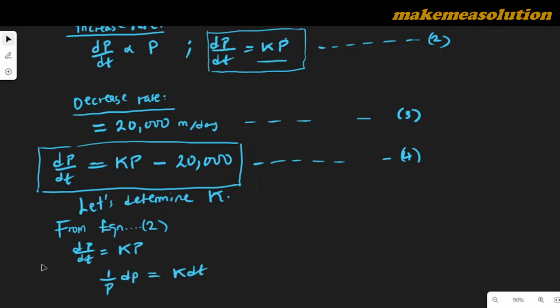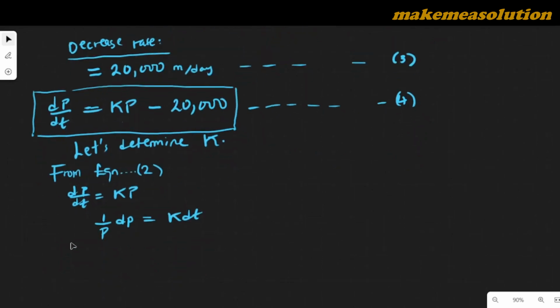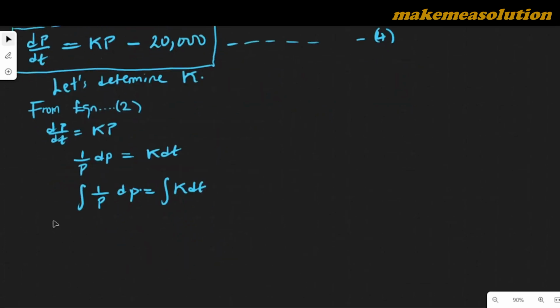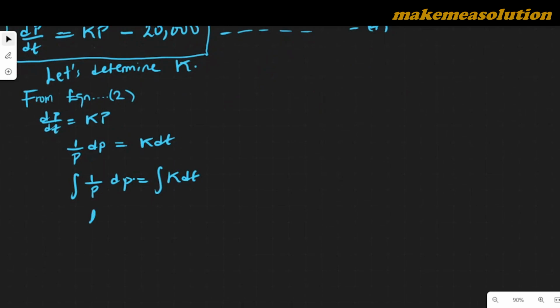Now when you take the antiderivative of both sides, antiderivative simply means the integral of both sides. So when we take the antiderivative, what are we going to get? That's right, on the left hand side we're getting a natural logarithm of p, and on the right hand side we're getting kt plus c.